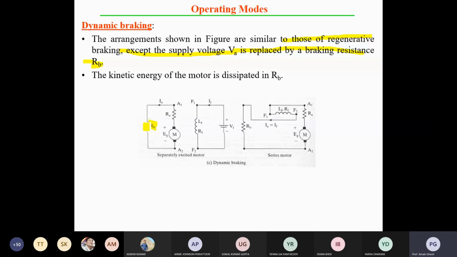So what we are doing, after doing the regeneration for a certain time, we connect some parallel resistance directly to the armature of the motor. So additional energy will be dissipated through that RB, which is the dynamic braking resistance. The kinetic energy of the motor will be dissipated through the RB, so that may cause additional energy losses.